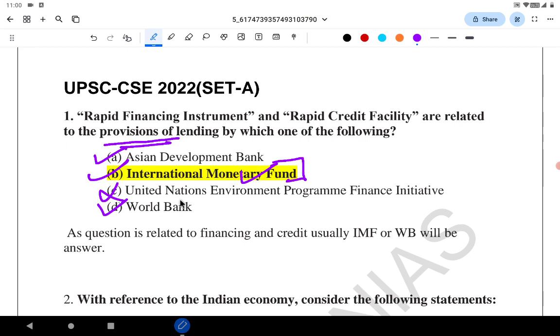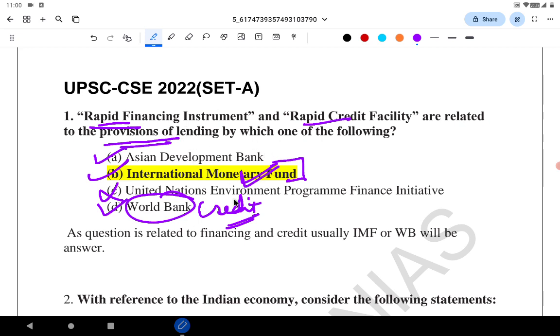The main aim of the World Bank is poverty reduction and improving the quality of living, improving the life of the people, the state of living. So it mainly deals with health, education and infrastructure. Of course the World Bank even gives credit at zero or very small interest rates, but rapid financing instrument and rapid credit facility are connected to the IMF.